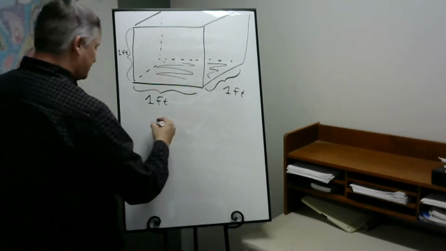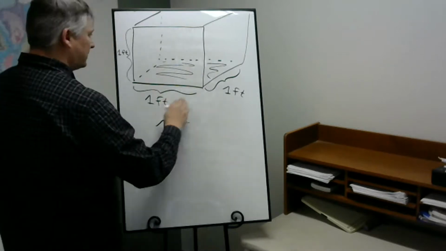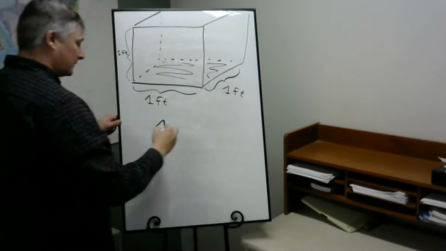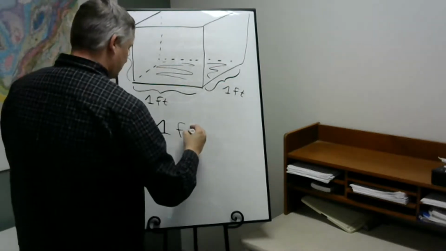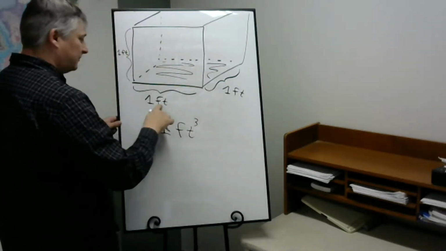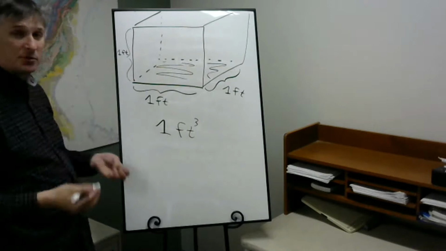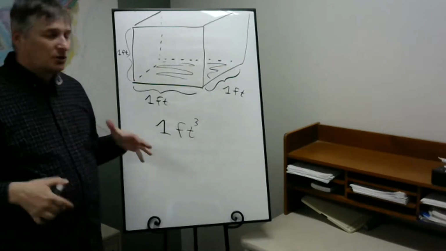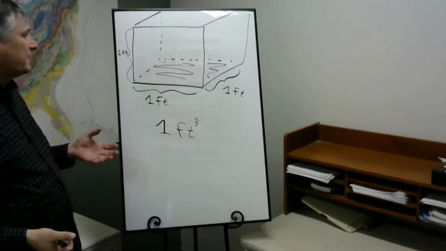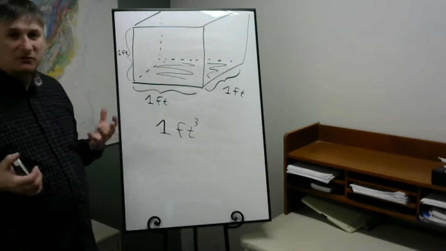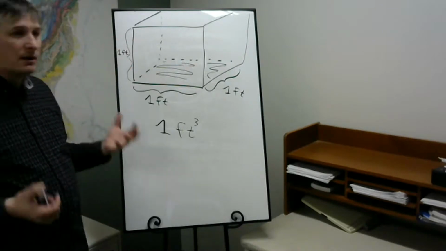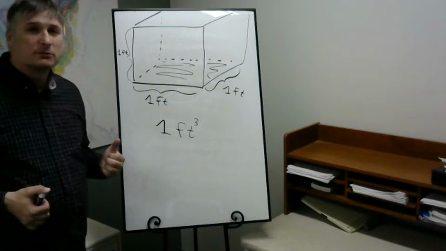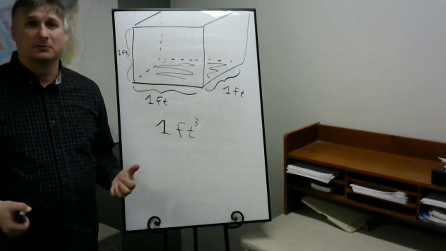Now again, the volume of this cube is going to be 1 times 1 times 1, or 1 foot cubed. Again, foot times foot times foot. We have 3 of these feet multiplied together. So if we have a large room, say, we would ask, how many of these cubic feet fit into that room? And the number of cubic feet that would fit into that room, that's the volume of that room.